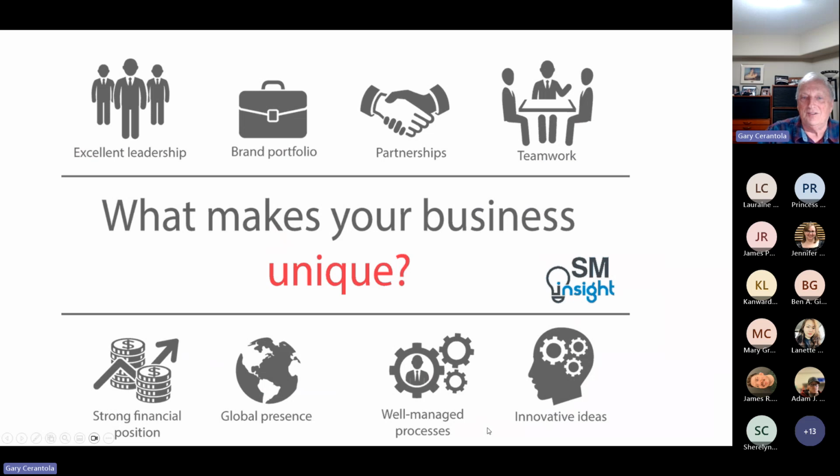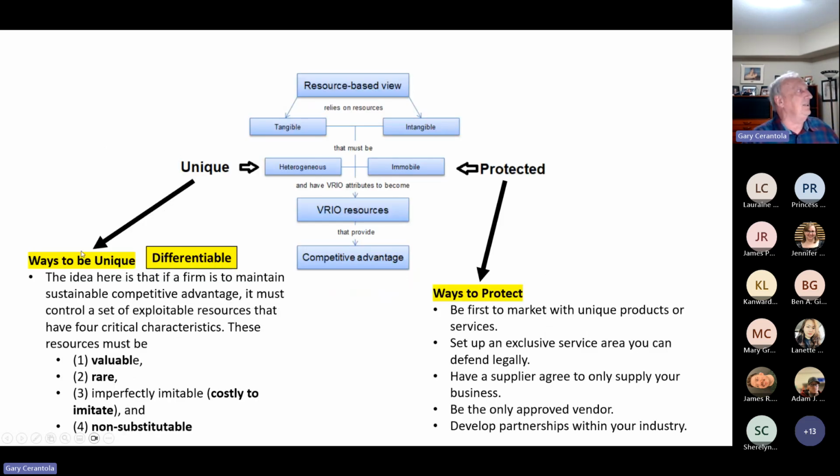There's a whole pile of things. Leadership, brand portfolio, partnerships, teamwork, strong financial position. So there's all these things to take a piece, and then to understand what's unique, ways to be unique, and then how to protect. Right. So coming through this resource base, how can you have these unique? So it's to go through the VRIO, but how to protect.